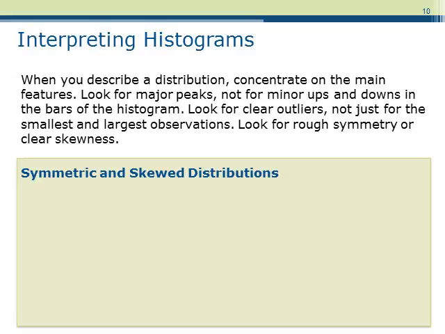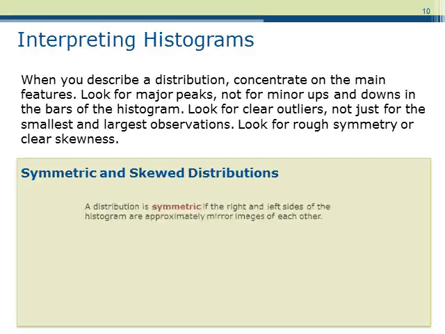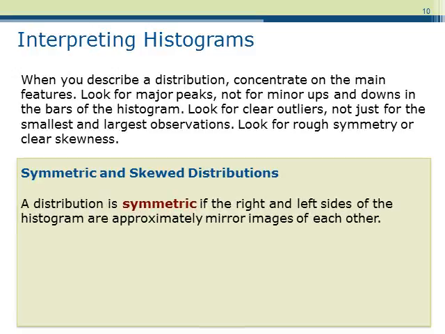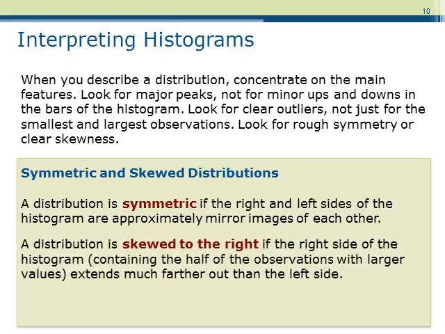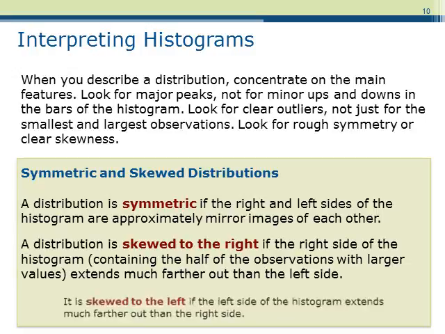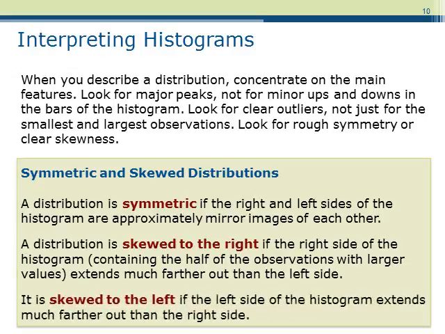Now, some terms that we will use to describe the shape of a distribution are as follows. A distribution is symmetric if the right and left sides of the histogram are approximately mirror images of each other. A distribution is skewed to the right if the right side of the histogram extends much farther out than the left side. In other words, it has a right tail. It is skewed to the left if it has a left tail.